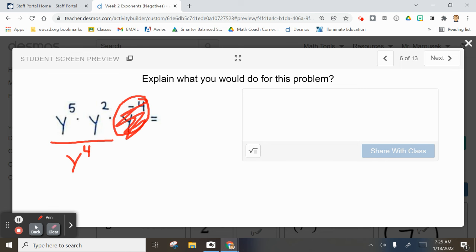And then this would go away. You just made that positive and moved it down. Now what would you do here? Well, you know you're supposed to add when they're the same base here. So then you would get y to the 7th on the top over y to the 4th, right? And then who wins the battle, the top or the bottom? Well, the top would win by 3.